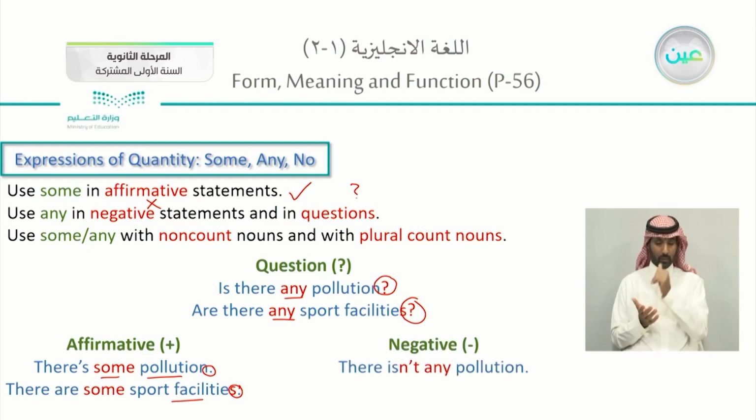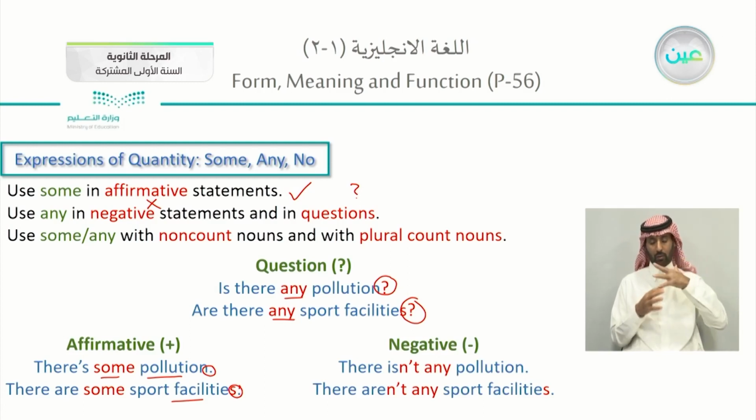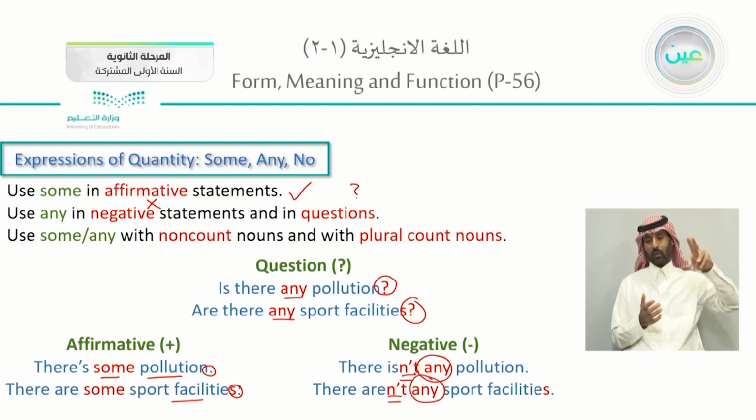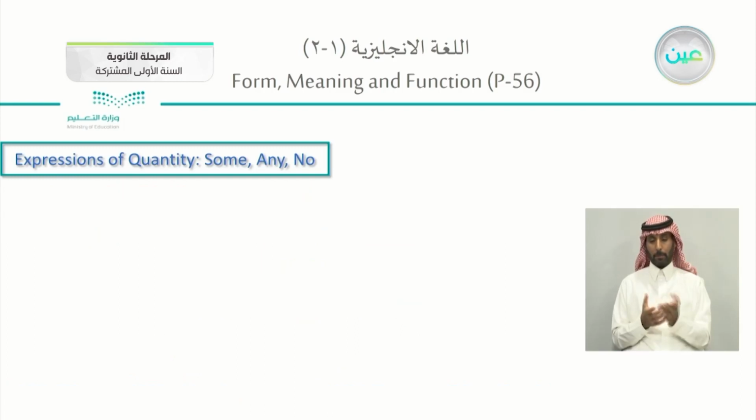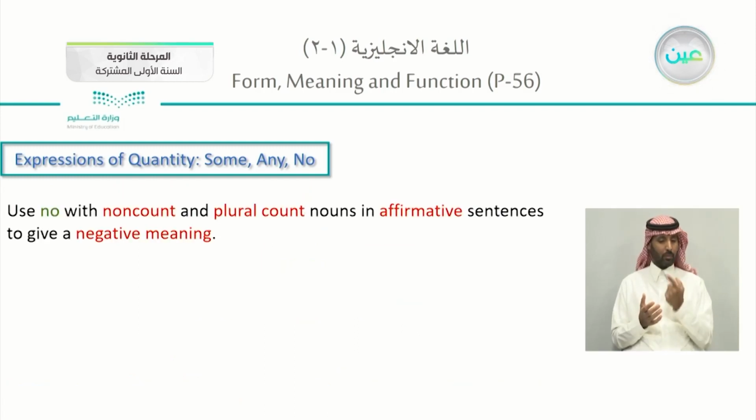Negative, I will use, there isn't any pollution, there aren't any sport facilities. Negative, negative, and I will use any. I will use any in here. Okay, so these they are. How about no? If I want to use no, it can be used with both the non-count and the count, which is a plural noun.